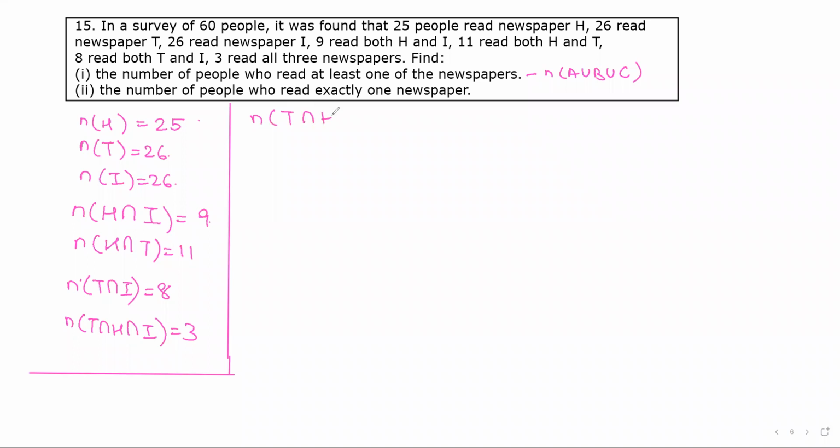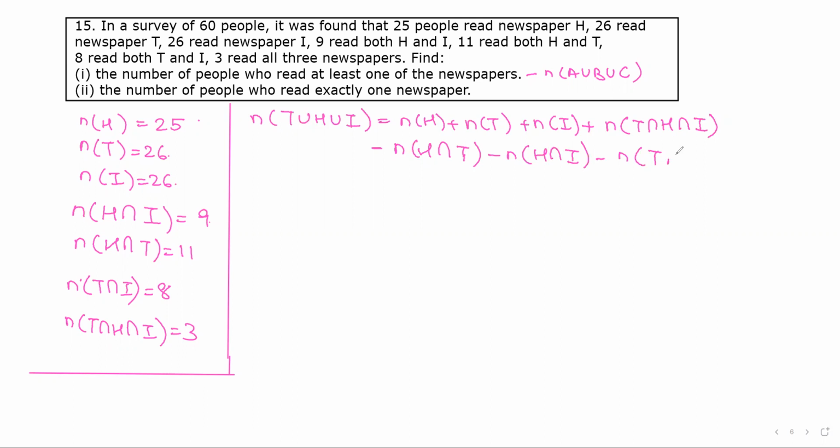n of T union H union I will be equal to n of H plus n of T plus n of I plus n of T intersection H intersection I minus n of H intersection T minus n of H intersection I minus n of T intersection I. This is equal to 25 plus 26 plus 26 plus 3 minus 11 minus 9 minus 8. So by calculation, you can add up and then subtract the values and you'll end up with 52. So that's your first answer, n of T union H union I.